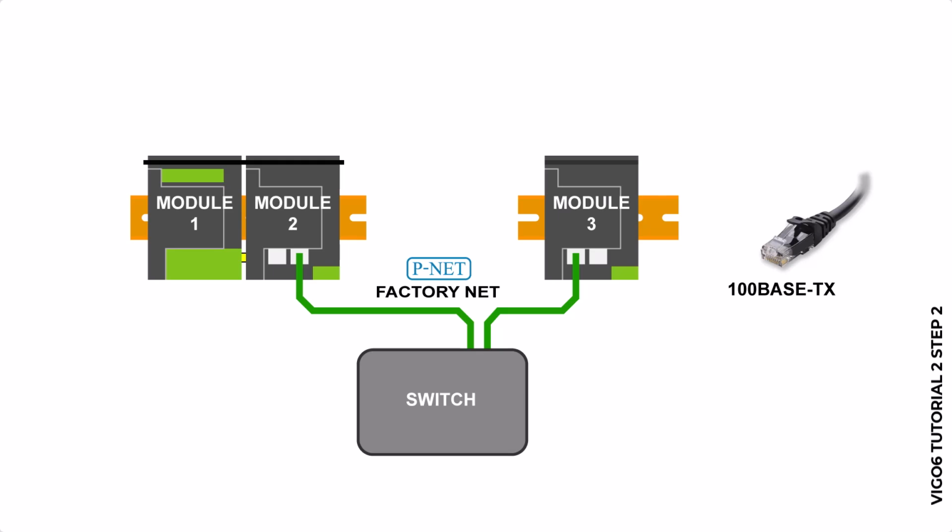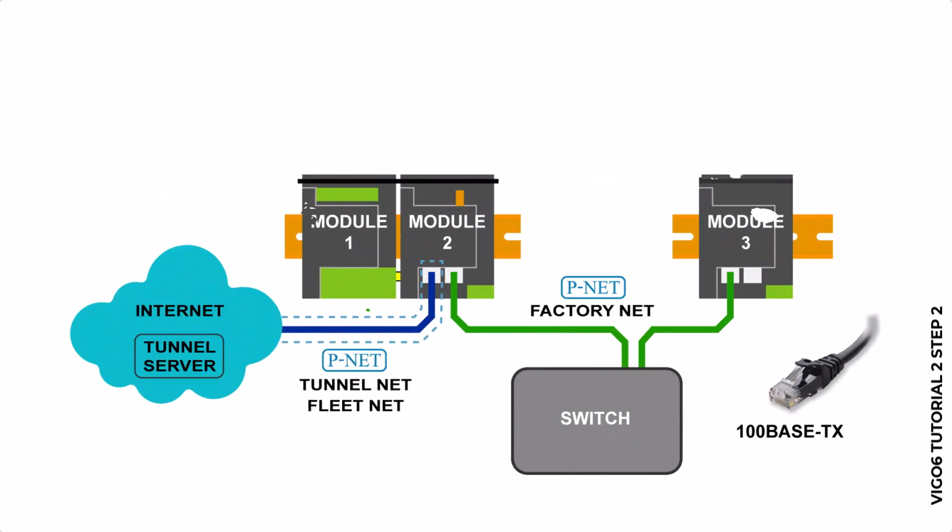A tunnel net. A tunnel net is a net type, like the factory net, but is designed to work safely on the Internet. The device addresses are automatically given by the VIGO6 editor. All PNet packages are sent with authentication and can be encrypted. The data is sent via a tunnel server which removes the need for fixed IP addresses.